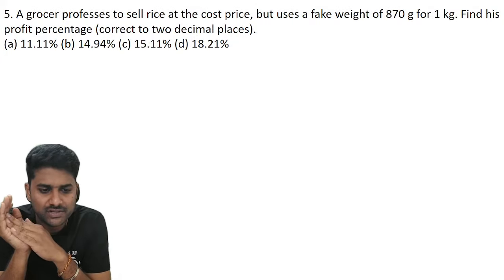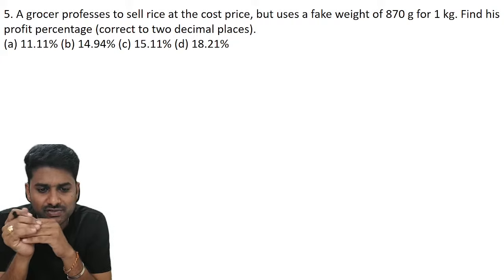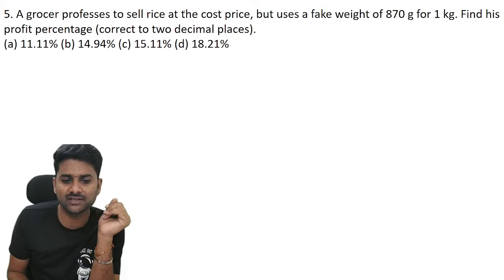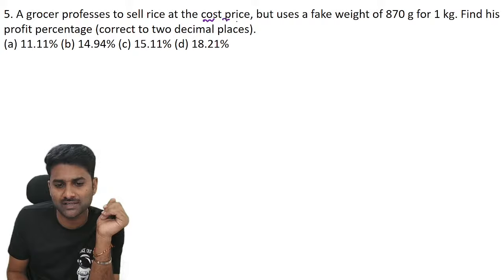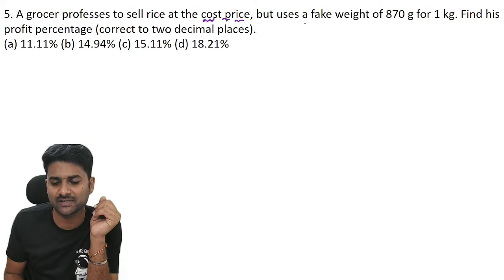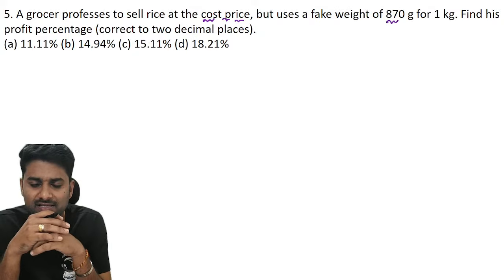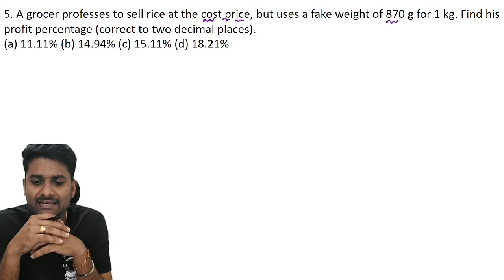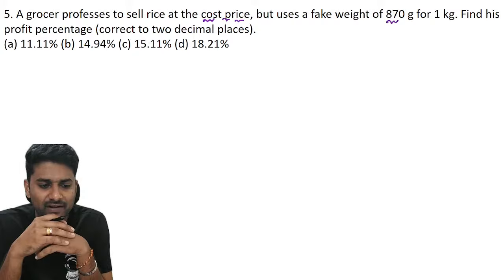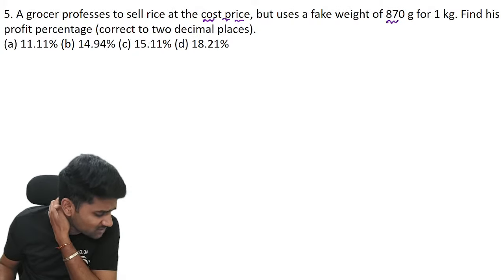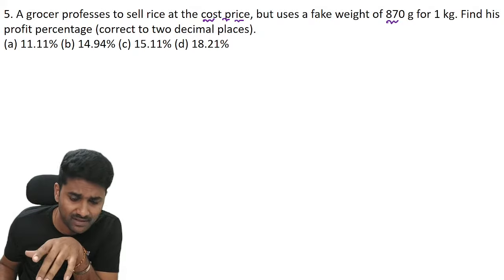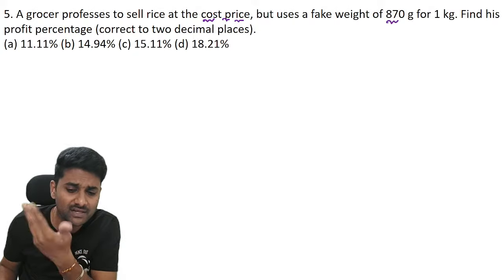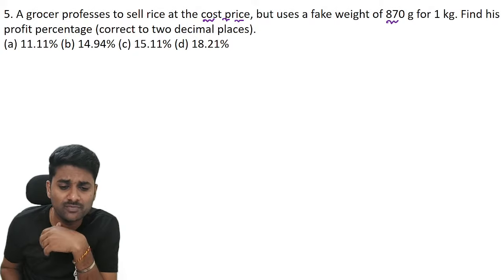Now, a grocer professes to sell rice at cost price. They mention that the selling price is exactly equal to the cost price. But the person uses a fake weight. Instead of 1 kg, that person uses 870 grams. Find the profit percentage. Definitely, if the cost price and selling price are the same and the person reduces the weight, that person gets a profit. How much profit do they get?